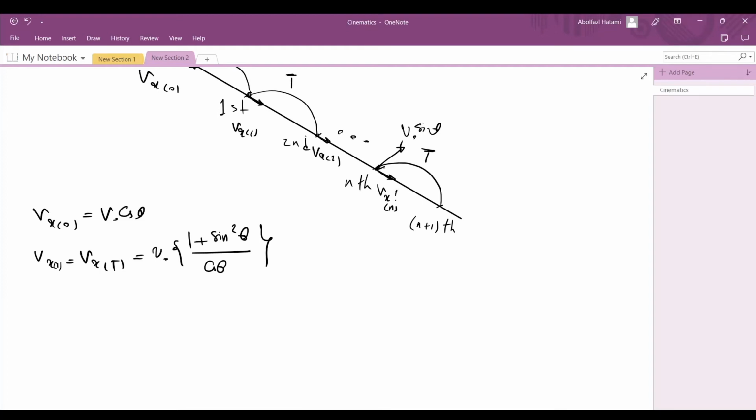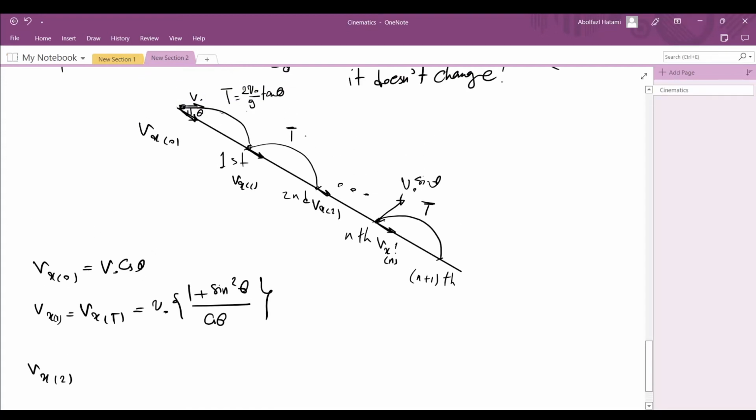let's find vx of 2. We understood that the duration of our movement in the air doesn't change after the collisions. So I can calculate it from the equations of movement. How can I do this? I can change my coordinate system into here, like the previous parts.